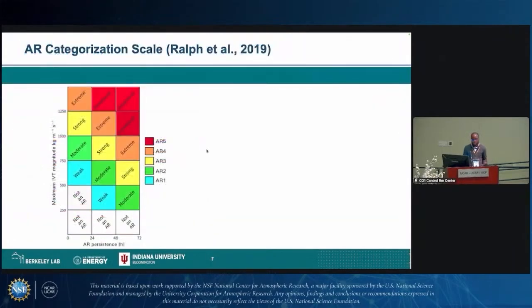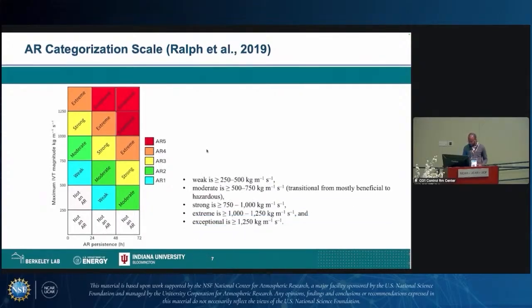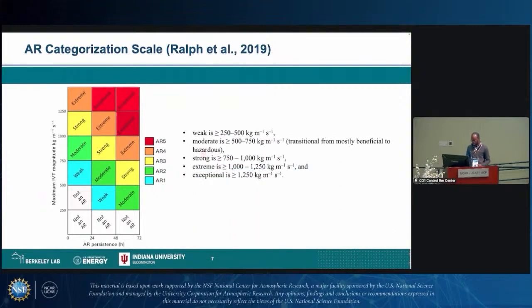So I want to characterize atmospheric rivers based on the Ralph et al. scale, which tells us about the impact. So how long do we have an atmospheric river over a location, and how does it affect precipitation? So we have weak atmospheric rivers, which are about 250 to 500 kilograms per meter per second, and we have the exceptional atmospheric rivers, which can bring about 1,250 kilograms per meter per second of moisture to a region.